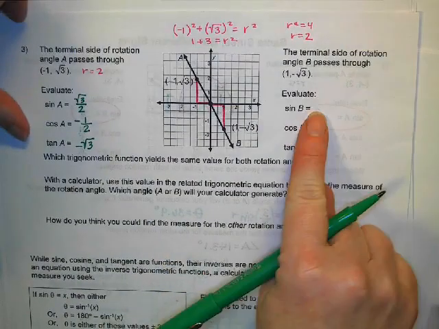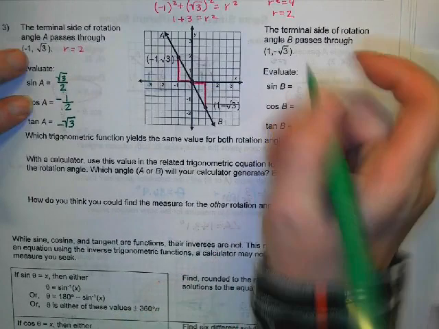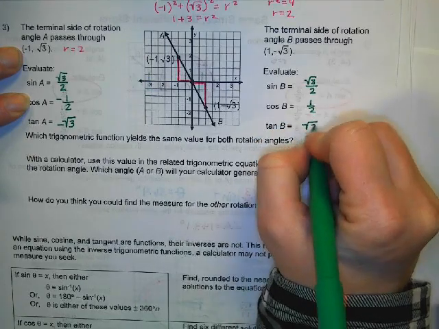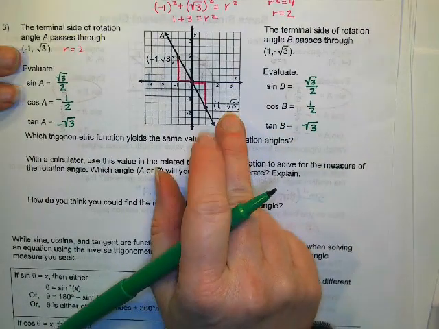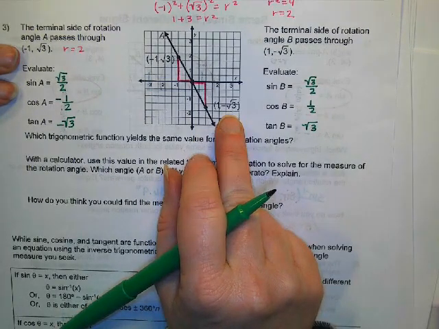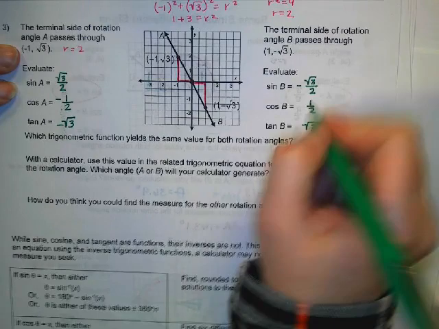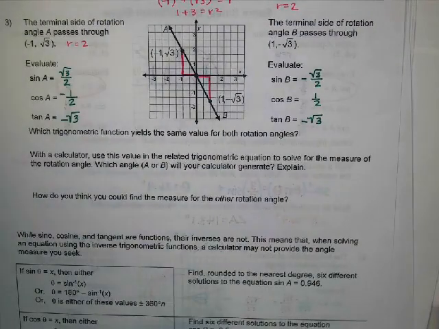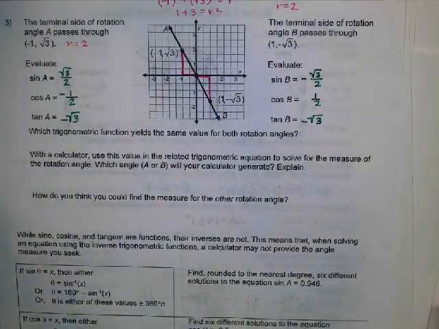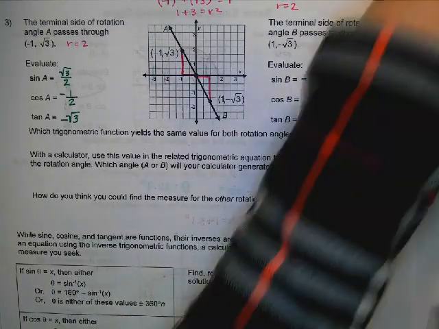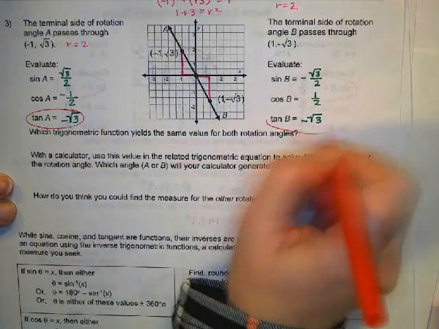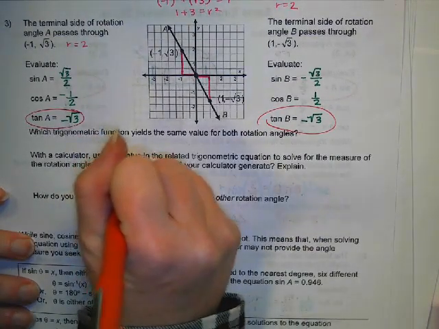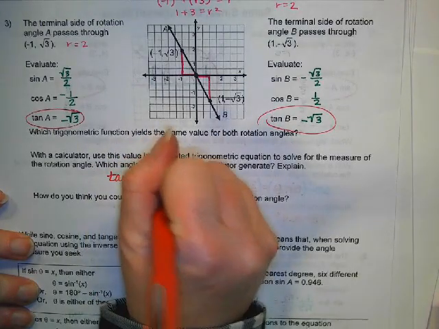These three, it's the same triangle, just in a different quadrant, so your three ratios are the same. In quadrant 4, what's positive? Cosine. So that means everything else is negative. Looking at my ratios, I'm looking for the one that is exactly the same. This time it's tangent. So I'm going to write tangent of theta equals negative square root 3.